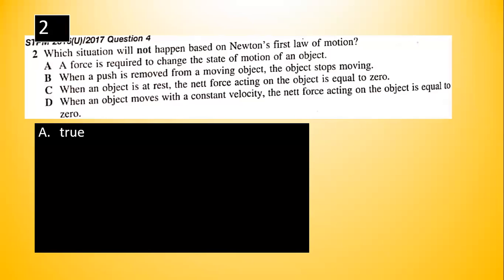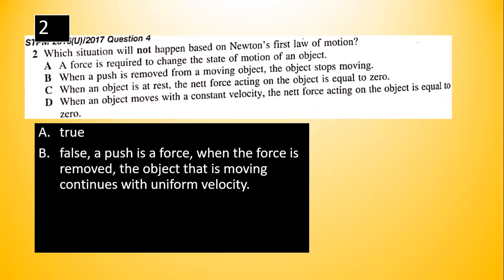When a push is removed from a moving object, the object stops moving. Wrong, right? You push the object, so you are giving it a force, so it's moving. When it's moving and you remove the force, it continues with constant velocity. The net force will be 0, but it's moving, so it continues with constant velocity.